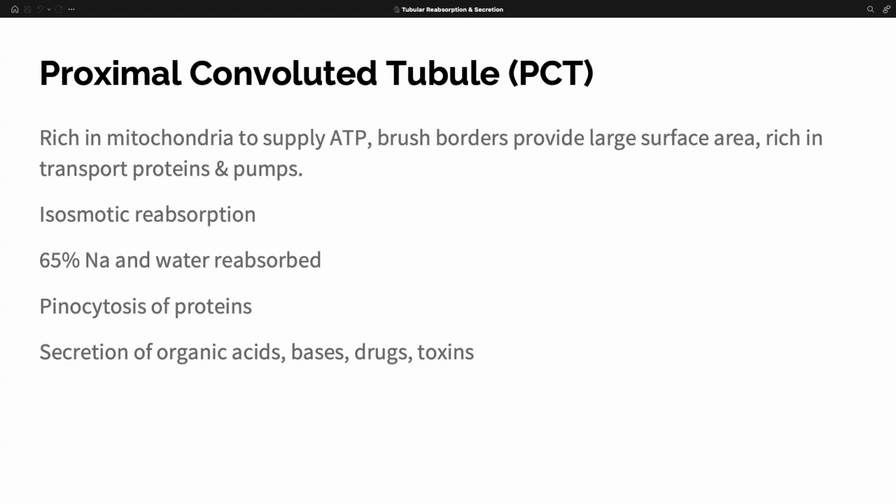eventually into the bloodstream. It's very important to know, especially for your BCQs and vivas sake, that the reabsorption that occurs in the PCT is isoosmotic. So it has the same osmolarity as that of the plasma or the blood, which is 300 milliosmoles. So that's very important to know, that the proximal convoluted tubule undergoes isoosmotic reabsorption. 65% of sodium and water are reabsorbed. And as I mentioned before, proteins are reabsorbed via pinocytosis. In addition, secretion also occurs within the proximal convoluted tubule, and specifically secretion of drugs, organic acids, bases, and toxins.